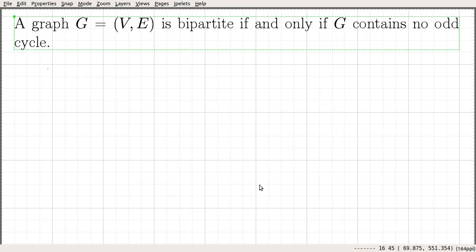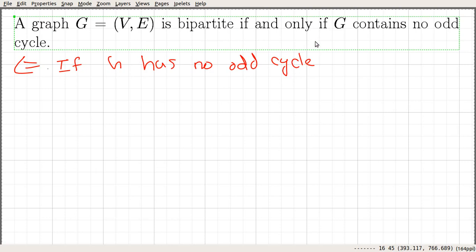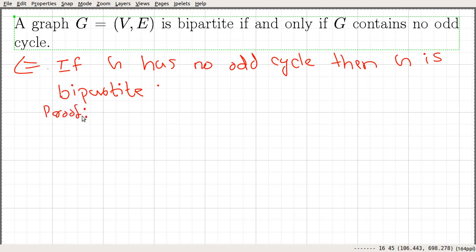Okay, so let's go and prove the other direction. The other direction substatement will look something like this: if G has no odd cycle, then G is bipartite. So let's prove this substatement.